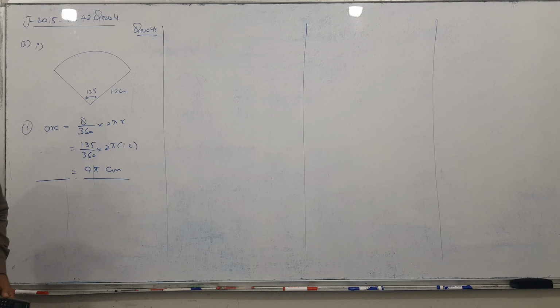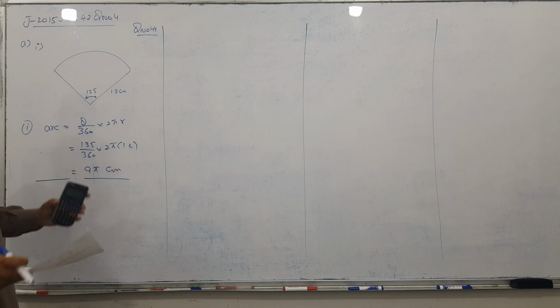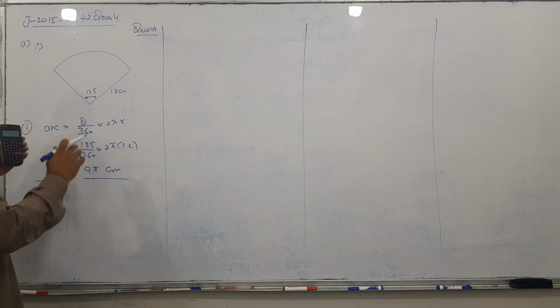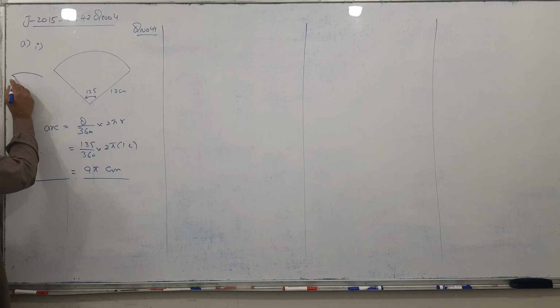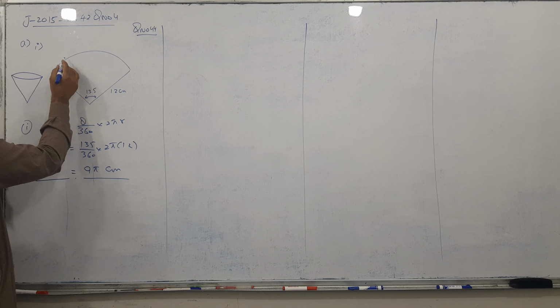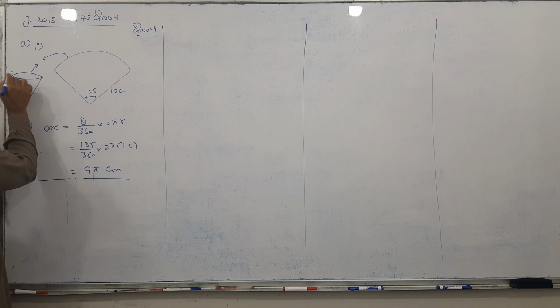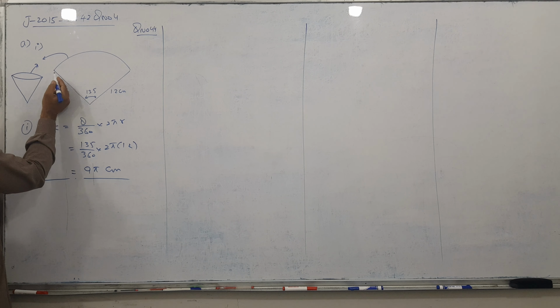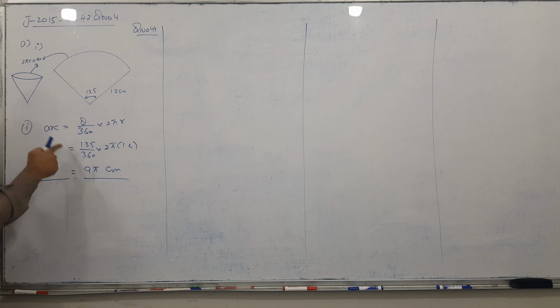Next, he's asking about this kind of sector. When I fold it, I will get this kind of cone. This arc length becomes the circumference of the base, so they are equal to each other. The circumference is 2 pi r and it is equal to the arc length. So this arc length is 9 pi.